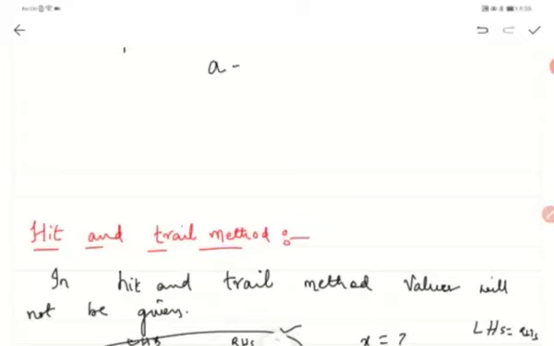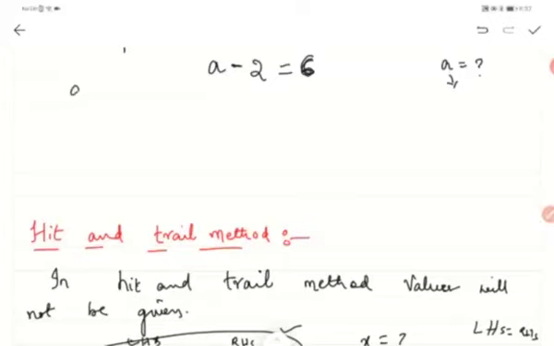Okay, this is our equation. We need to solve this equation by the trial and error method. Solve in the sense we need to find the value of, what is the value of x, sorry, a. Here the variable is a. All right, so here it is given 6.